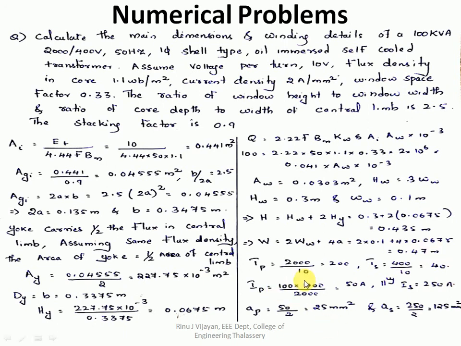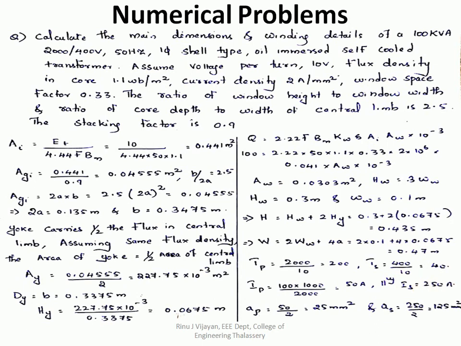Since the EMF per turn is given as 10 volt, we can easily calculate the primary turns and secondary turns by dividing the primary side voltage and secondary side voltage by the EMF per turn. Similarly, we can identify the values of IP and IS from the relation of kVA, that is power. Once we have found IP using this power relation, we can easily determine IS by using the transformation ratio.